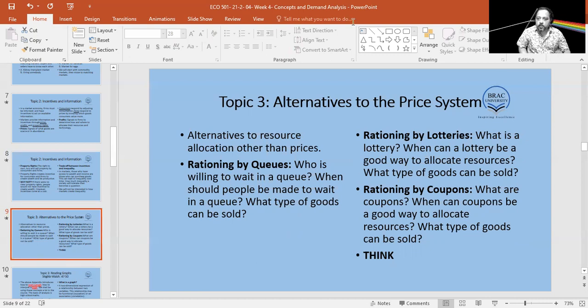So this brings us to the end of part one. In part two, we're going to look at how to read graphs. There's nothing to worry about. It's going to be basic high school knowledge. So we're coming to the end of part one.